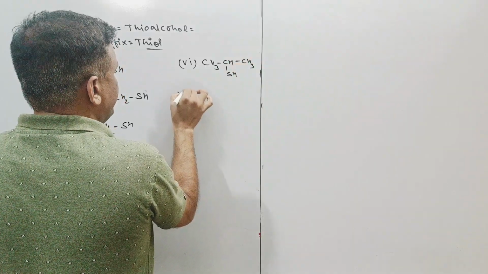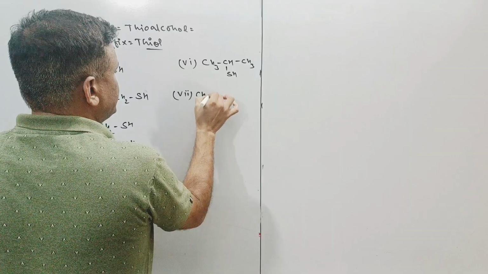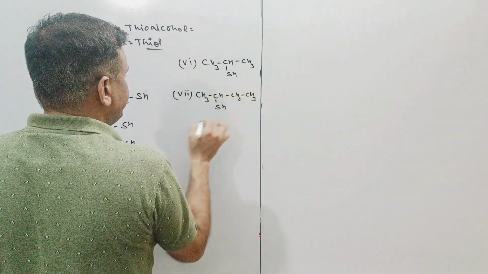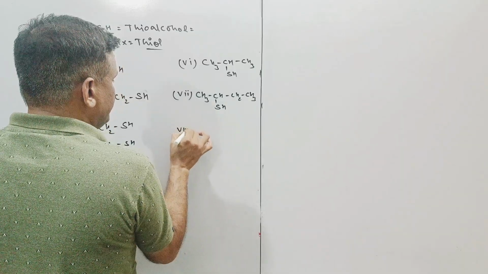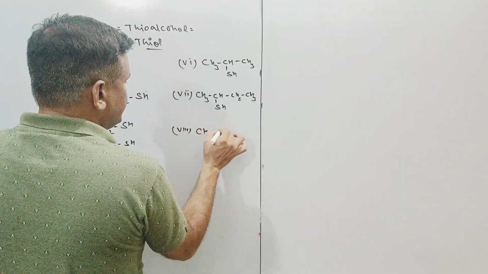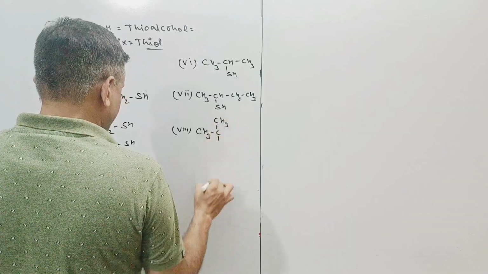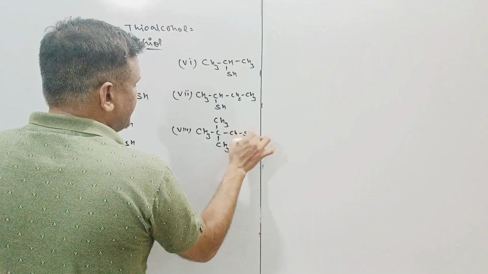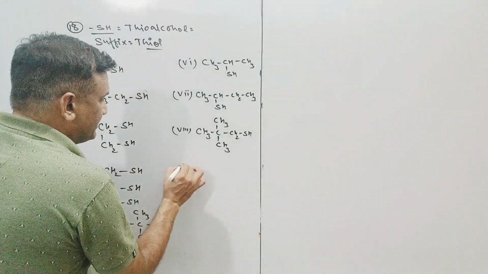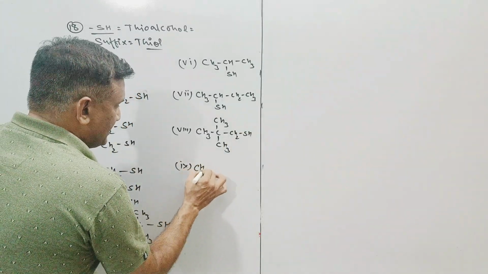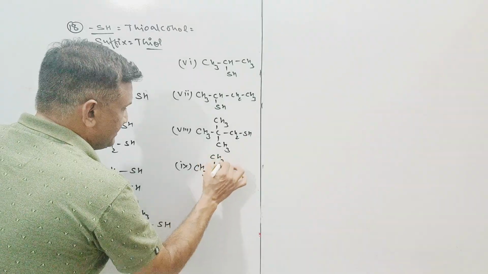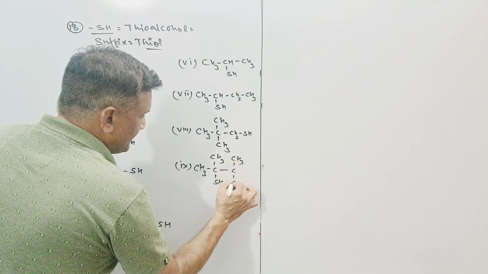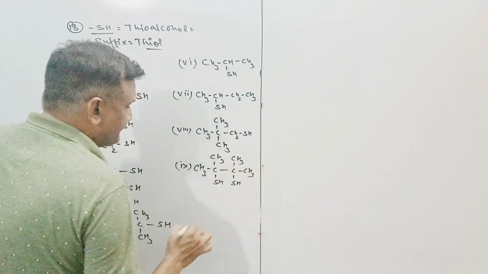This is the seventh compound, CH3CH, this is the SH, this is the CH2 and CH3. This is the eighth compound, CH3C CH3, this is your CH3, CH2 and SH. Ninth compound we can take: CH3, this is the C CH3, SH, CH3, SH and CH3.